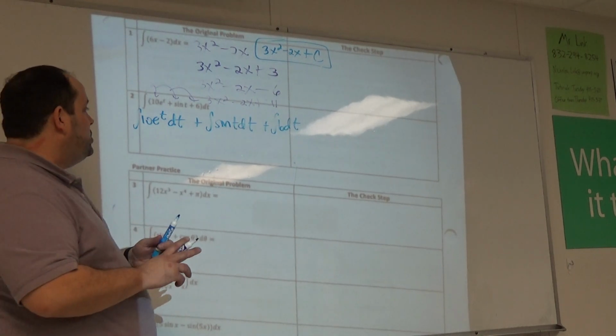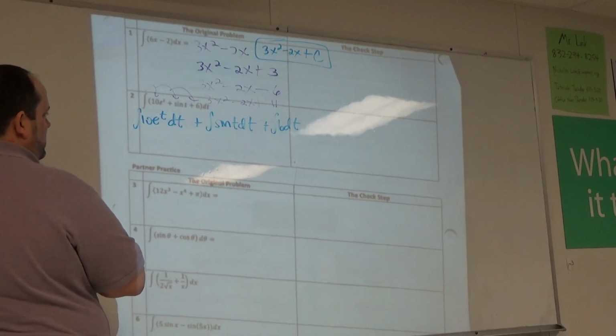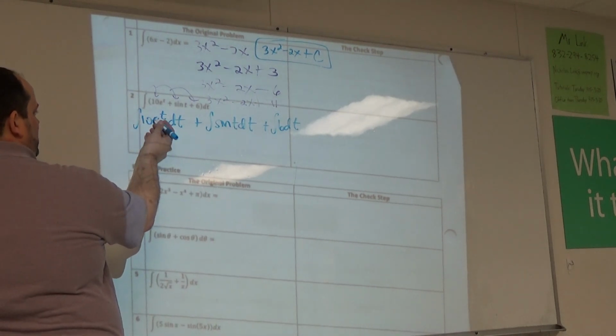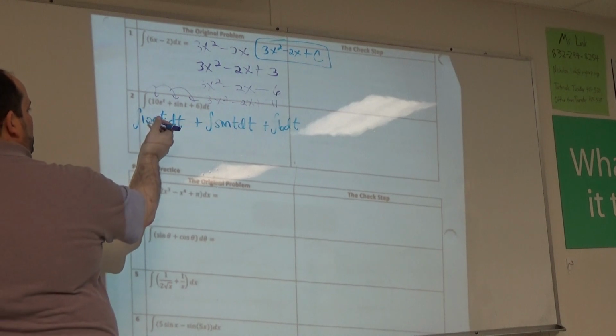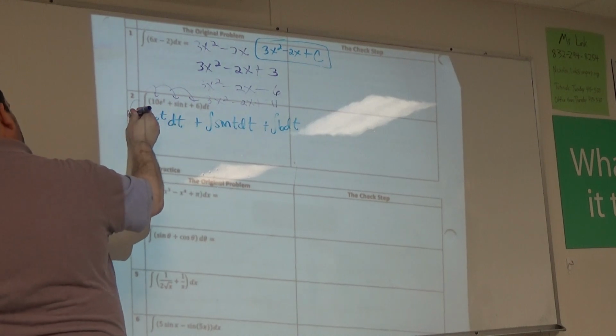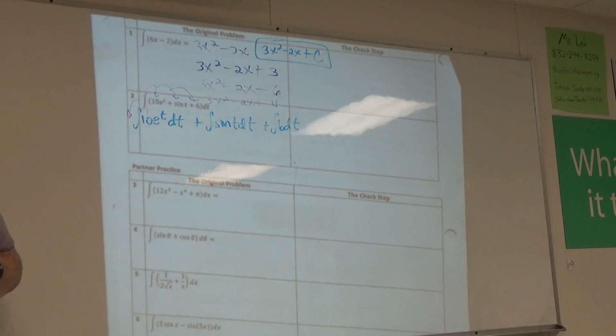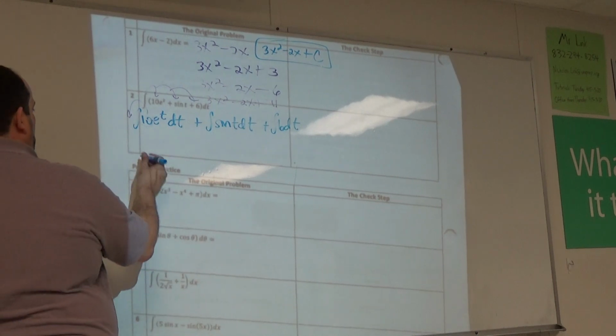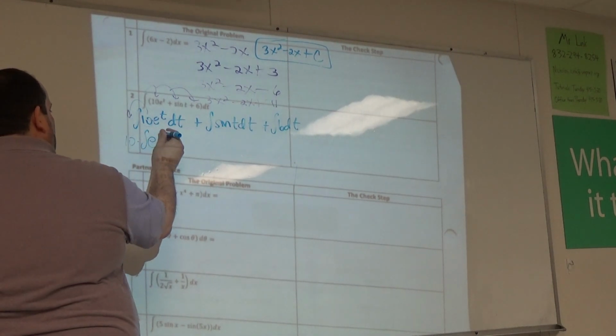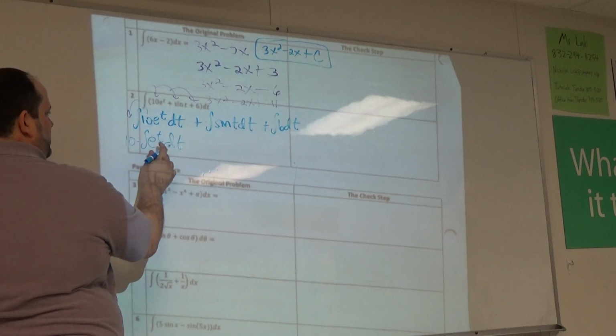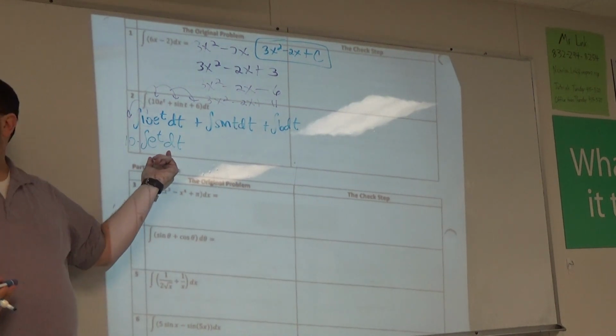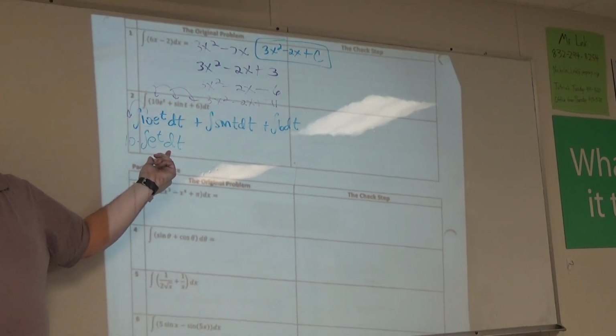There's something else you can do that might make your life a little bit easier. This 10 over here, I know something about this 10. It's a constant. That means I can factor the 10 out in front of the integral. So all I need to know is what is the antiderivative of e to the t. What has e to the t as its derivative? Don't overthink this. The antiderivative of e to the t is e to the t.